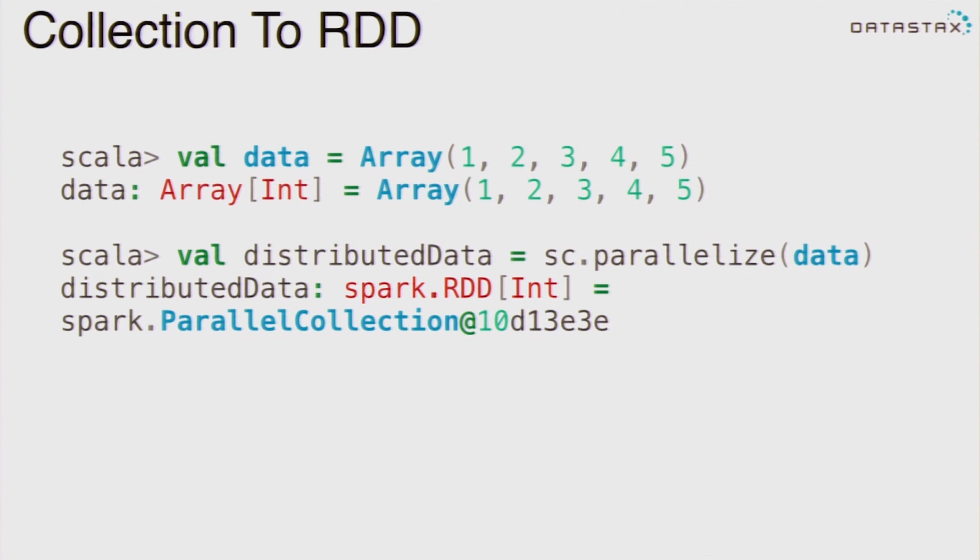So you can immediately say, here's my collection of ints. I have an array, and I'm going to pass that collection of data into the parallelize function. And what it gives me back is an RDD, a Spark RDD of my data of int. So it's very easy to see how this works on the top level.